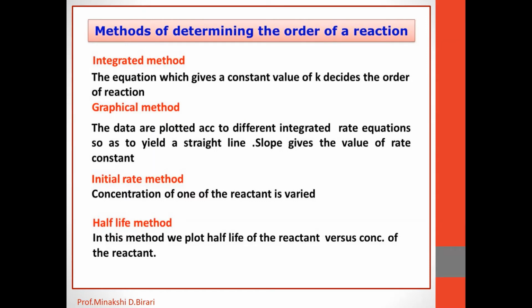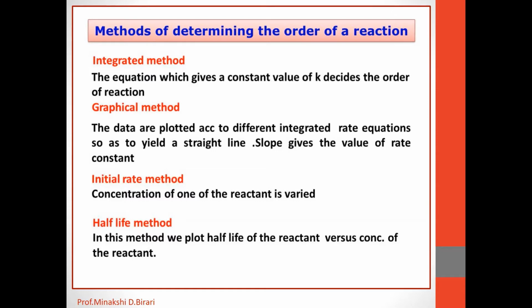There are several methods which can be used to determine the order of a reaction. Some of the methods are being discussed below. These are the integrated method, graphical method, initial rate method, and half-life method. All these methods require essentially the measurement of concentration of the reactant or product at various time intervals.